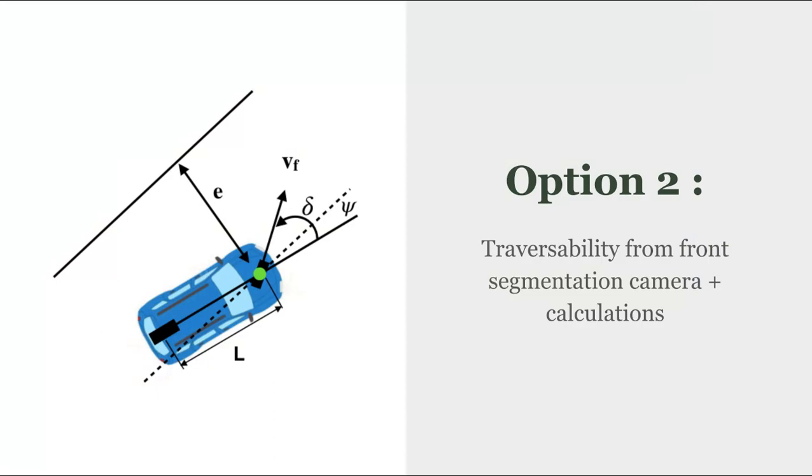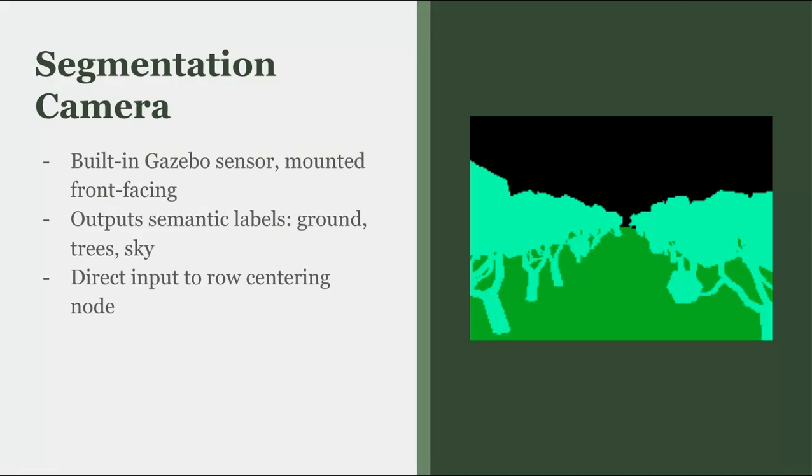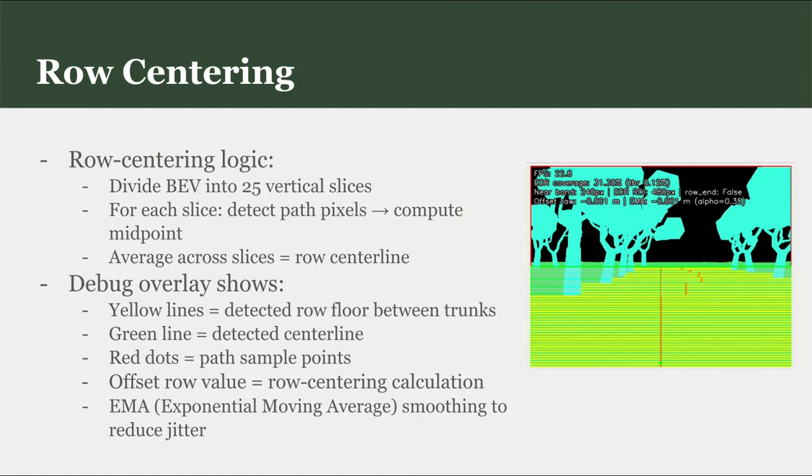Option 2 calculates the traversability path from the front segmentation camera and further calculations. The second option uses a front-facing segmentation camera that's already built into the Gazebo simulation. This camera classifies each pixel into ground, tree, or sky, which is then used directly by the row centering node. This approach is simpler and more direct, since the camera provides exactly the information needed to detect and follow the row.